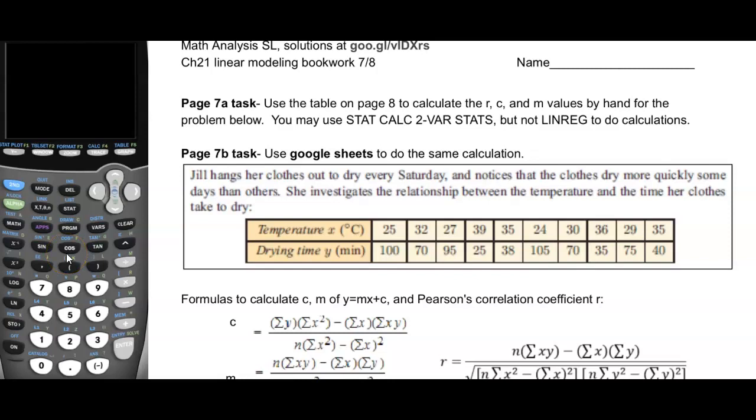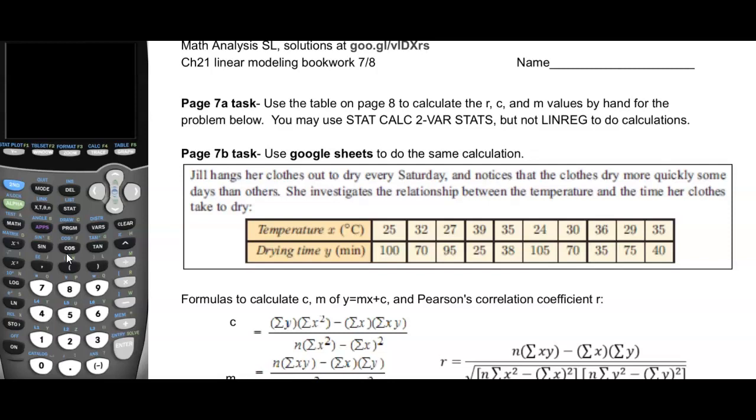Now we're going to start on pages 7 and 8. Pages 7 and 8 is basically two different tasks on the same problem. In this video we're going to do task 7A, which is to take this problem on page 7, and then use the form on page 8 to go through the stat calc linear regression process manually. And this is what you would be doing on some of your IAs.